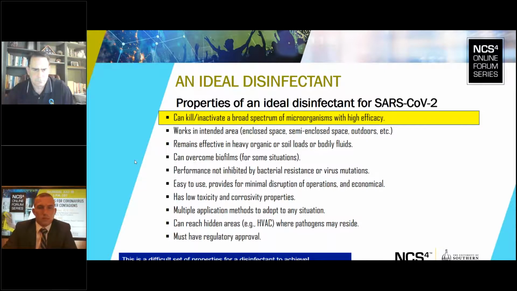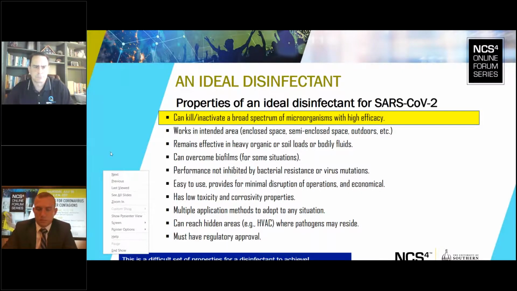Another one is to be able to use it in various environments, from cold weather to warm weather, high humidity to low humidity, clean environments to dirty environments, all those different types of things. That's what makes something broad spectrum. And to have multiple application methods as well, from spraying to wiping to foaming, and all those other types of applications that are out there.